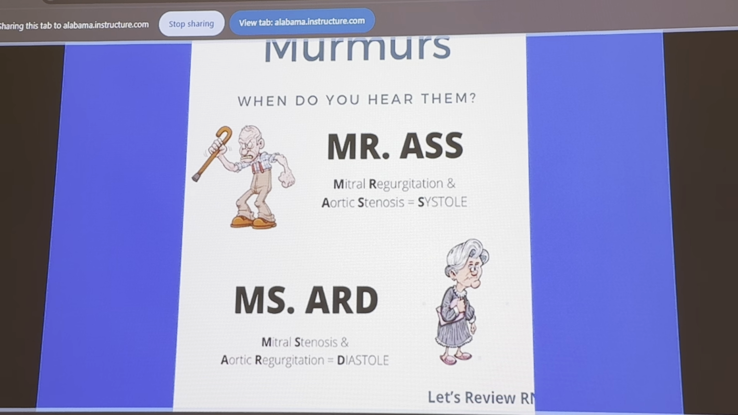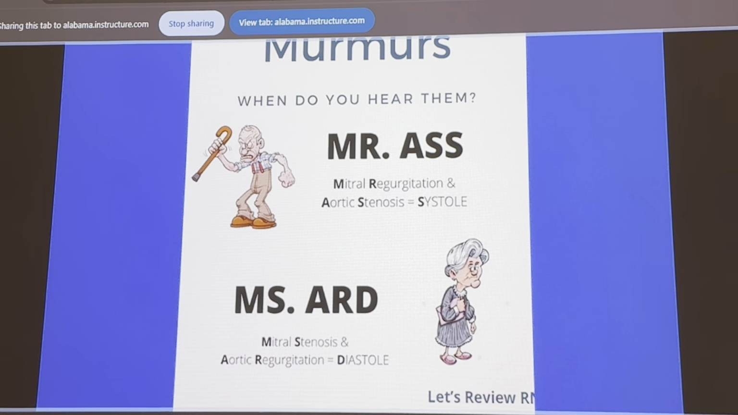So if I say the nurse heard a murmur during systole at the fifth intercostal space left mid-clavicular, now you can say, oh, that's mitral regurgitation. Okay? Does that make sense?